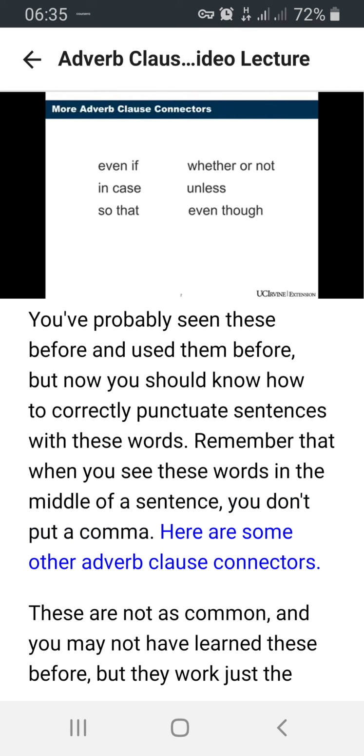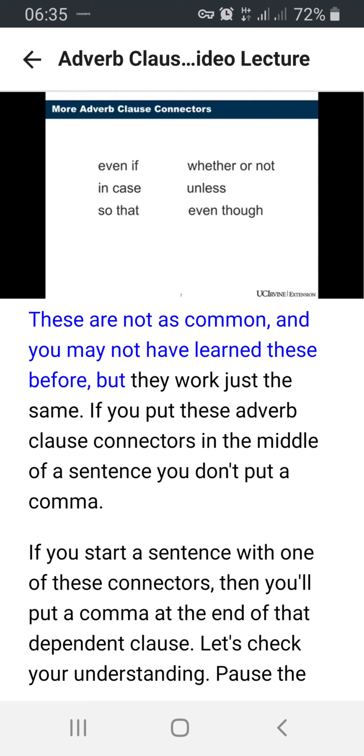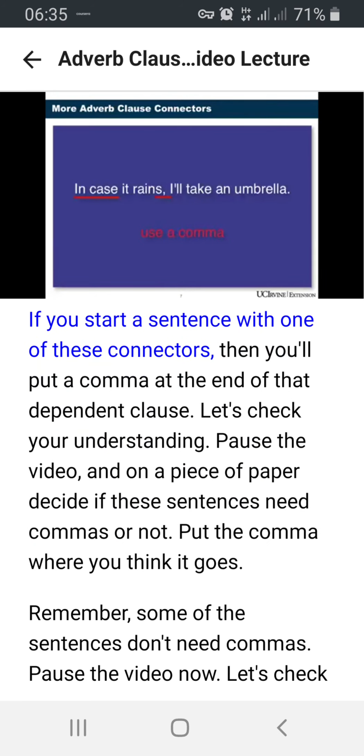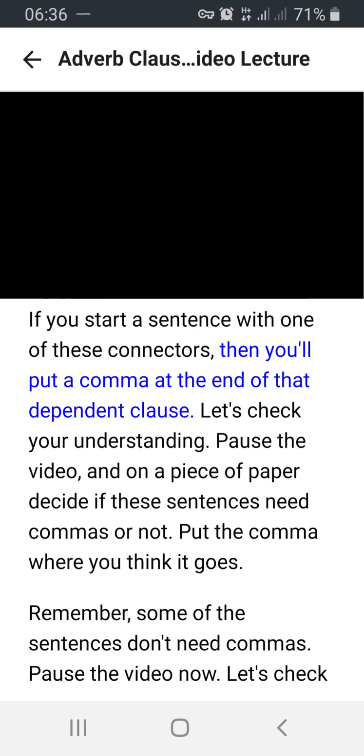Here are some other adverb clause connectors. These are not as common, and you may not have learned these before, but they work just the same. If you put these adverb clause connectors in the middle of a sentence, you don't put a comma. If you start a sentence with one of these connectors, then you'll put a comma at the end of that dependent clause.